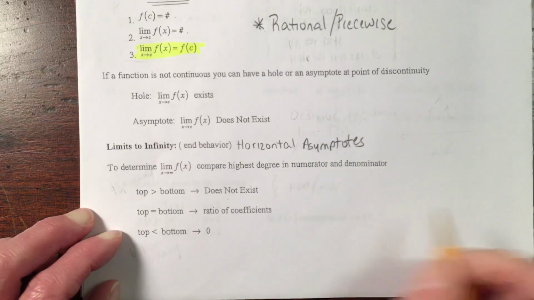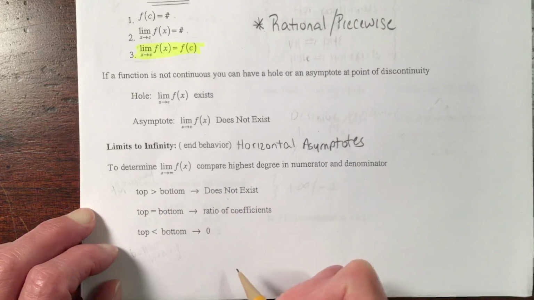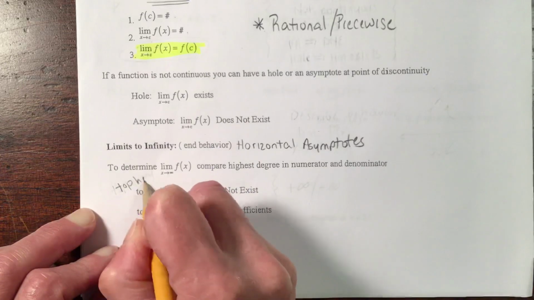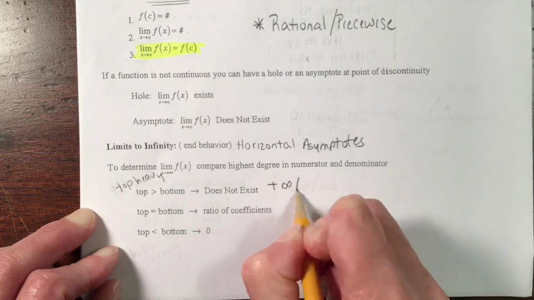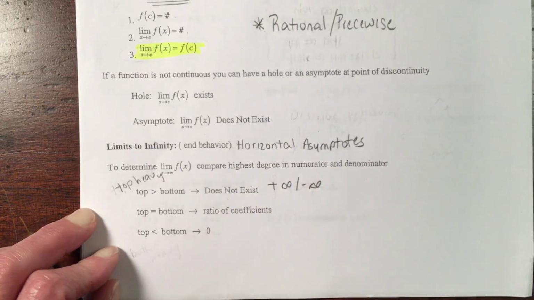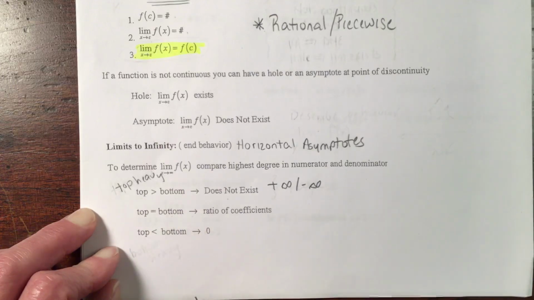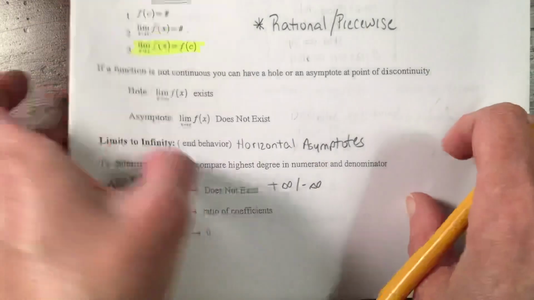You look at your function and compare the highest degree in the numerator to the highest degree in the denominator. If the top is greater, it's top heavy, and our limit goes to positive or negative infinity. We have to do a little work with that one. If the top and the bottom are equal, it's a ratio of the coefficients. And if the top is less than the bottom, the limit goes to 0. And again, I'm going to do a problem to review this.